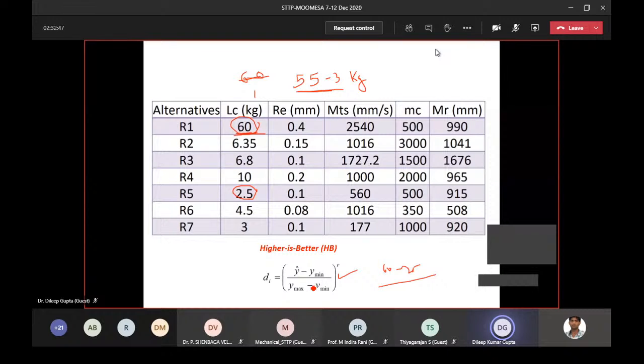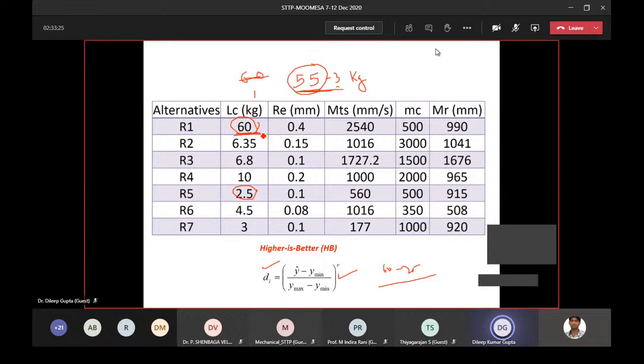But if the value of y is 60, but the maximum value I have fixed is 55 and the minimum value is 3, then if you use this equation you will maybe get a value higher than one, which is not correct. Here we will not use 1 point something, we will use 1 here, right? So wherever the target value is given, if the range is 55, then at 55 we take 1, and at 60 also you take 1.